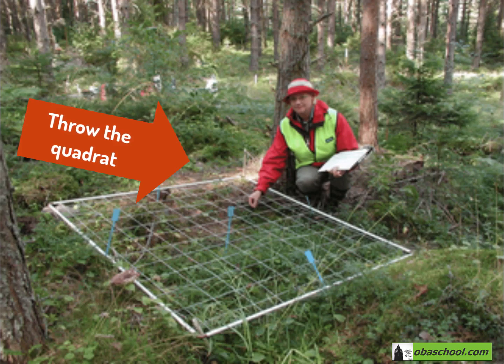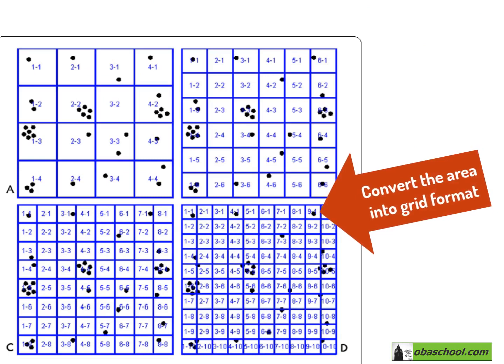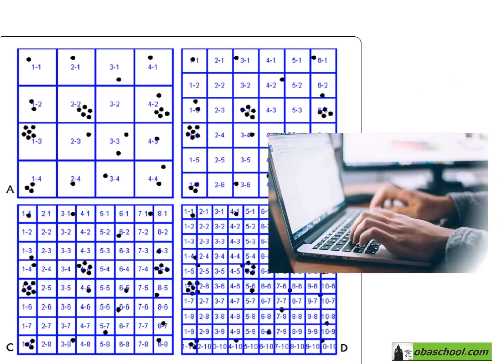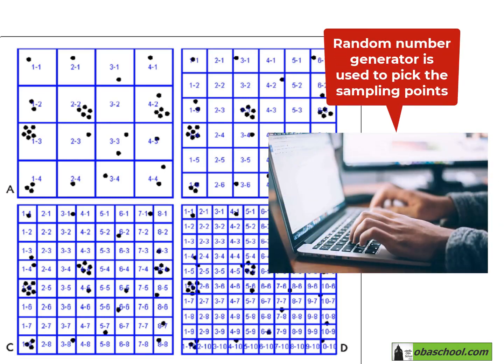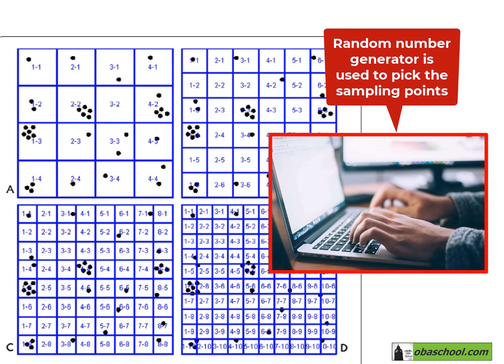But a better method of sampling at random is to convert the sampling area into a grid format and label each square on the grid with a number. Then, a random number generator is used to pick the sample points. This means that we could obtain a series of random numbers taken from a table or generated by a computer.